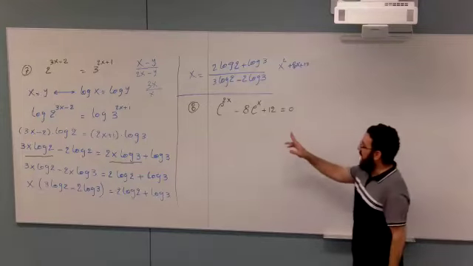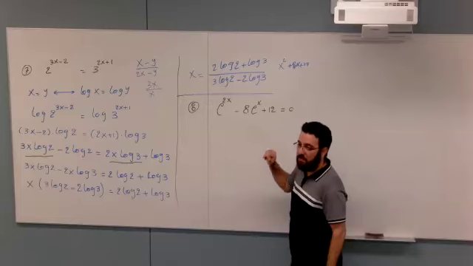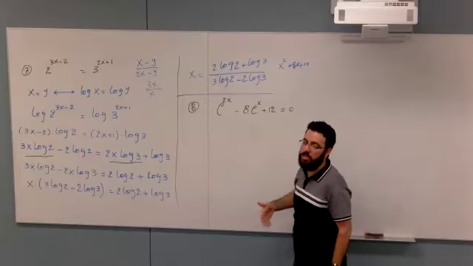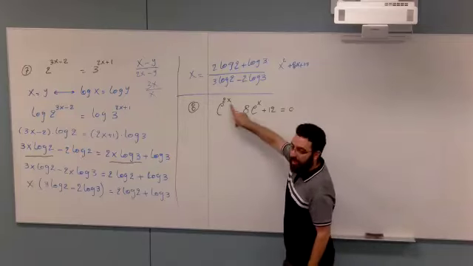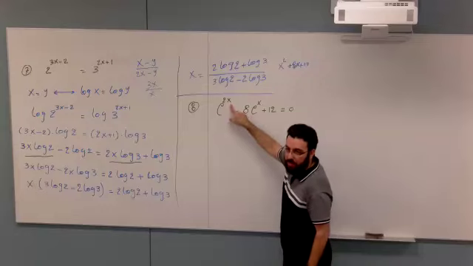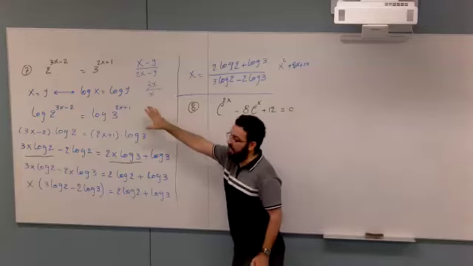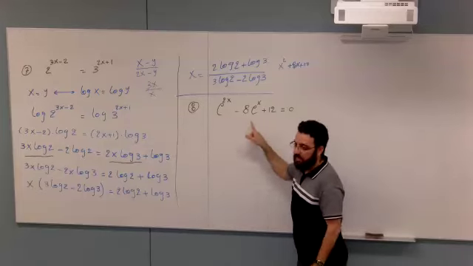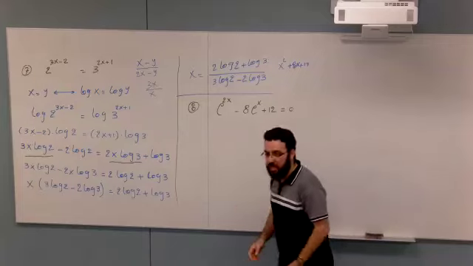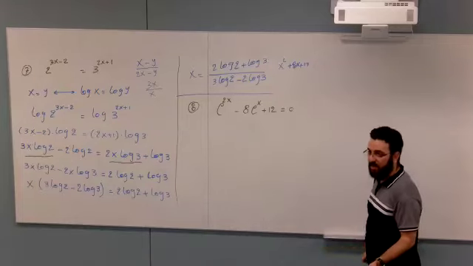First of all, how many terms do we have? 3 terms. Why is it called exponential equations? Because our variable is an exponent. So we can't solve it in the regular way, because we have 3 terms.